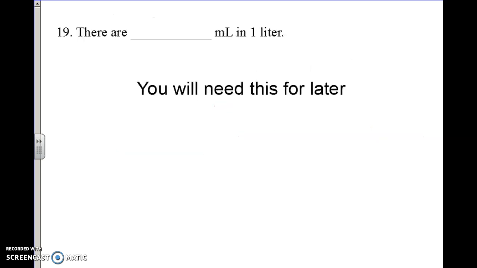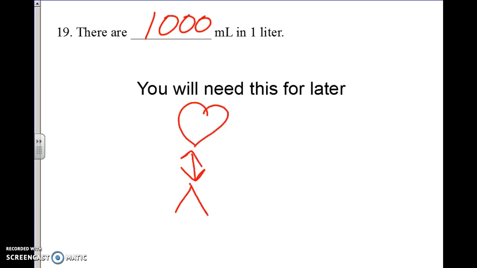There are 1,000 milliliters in a liter. And on your cover, you have a heart, you have an arrow, you have a triangle for liters, and you have a triangle over here for milliliters. Well, the bridge between milliliters and liters is 1,000. There are always 1,000 milliliters in 1 liter. Make sure you put that on your cover.